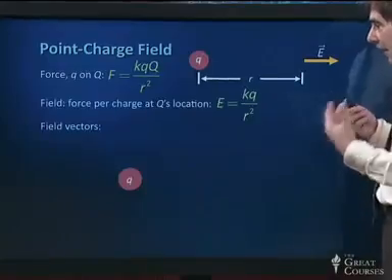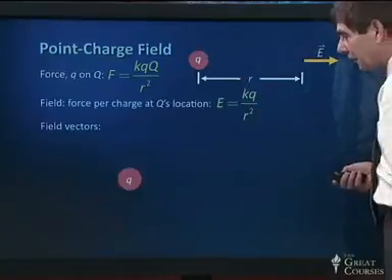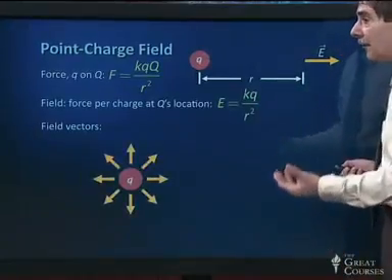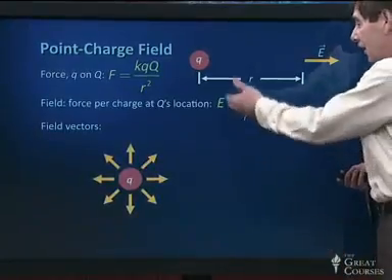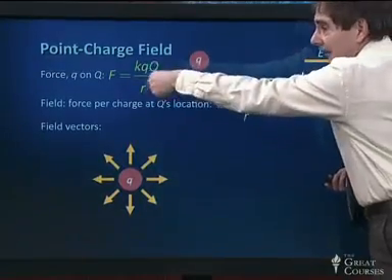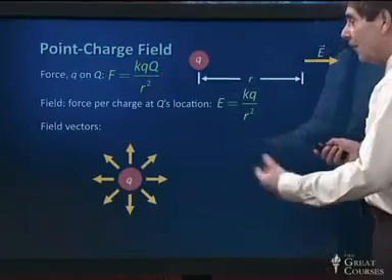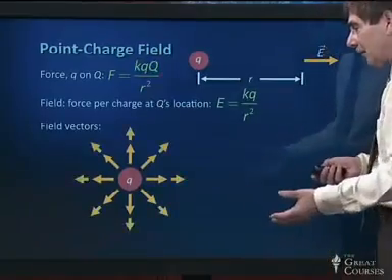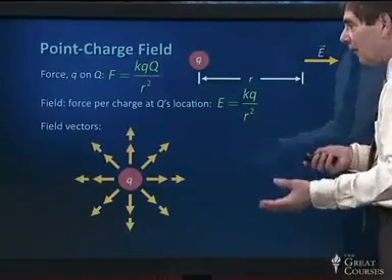I can draw instead vectors at every point representing this field. That is the direction and magnitude of the force per unit charge that I might put at any point. So here is a charge Q, the same charge Q. Nearby, these field vectors are fairly long because the electric field falls off as the inverse square of the distance, just like the electric force that it came from did. Further out, those field vectors are weaker because the electric field falls off with distance, and so they get smaller.